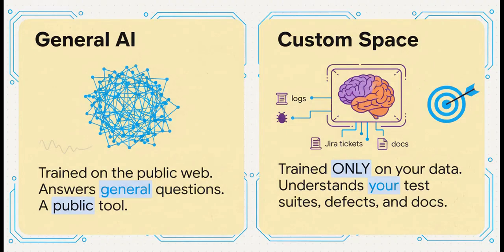Now, this is a really critical distinction to understand. Using a general-purpose AI is kind of like asking a total stranger for directions. Yeah, they might have general knowledge, but they don't know your neighborhood. Creating a custom space is completely different. You train an AI only on your project's data, your logs, your Jira tickets, your product docs. It becomes a private QA expert that knows your project inside and out.